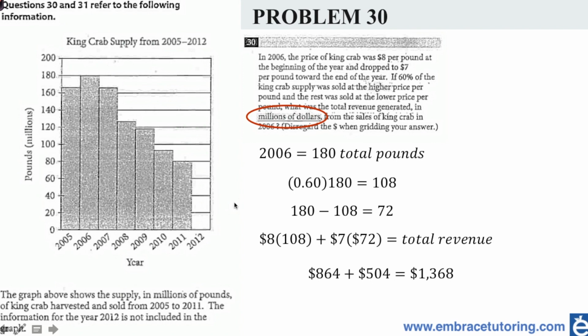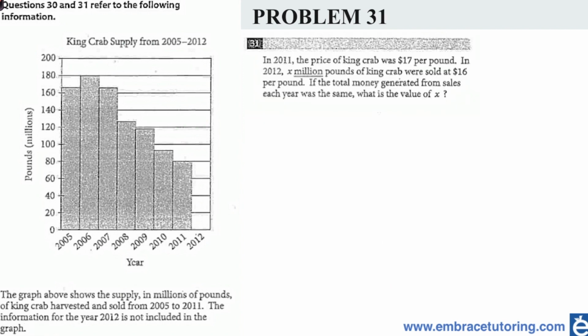Your units are already in millions of pounds, so this is actually your answer, making 1,368 your answer to question number 30. Problem number 31 states, in 2011, the price of the king crab was $17 per pound. In 2012, X million pounds of king crab were sold at $16 per pound. If the total money generated from sales each year was the same, what is the value of X?